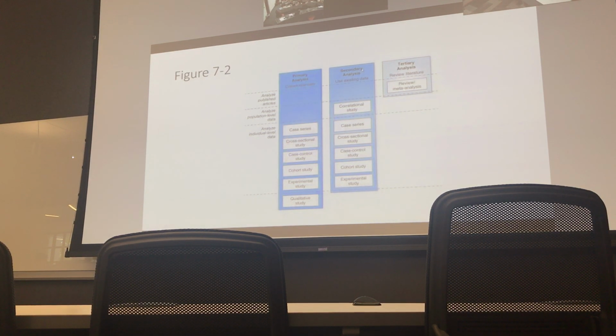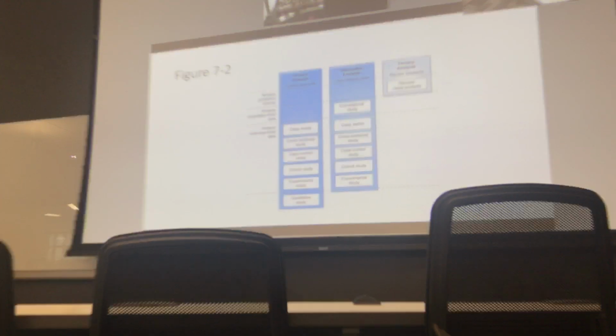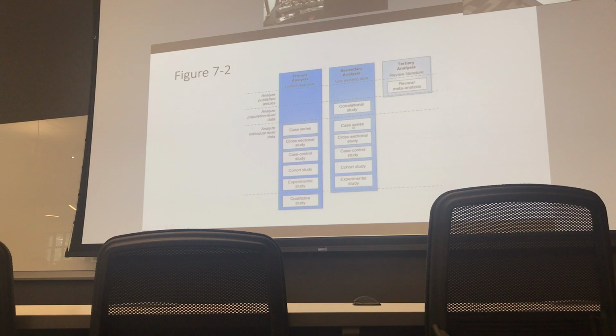Secondary data studies, and we're going to talk a bit more about some of these. You're going to use existing data. So these could be correlational studies. Say, for example, you're working at a hospital pharmacy and you have a large data set of patients who are being treated for diabetes. You can use that existing data to design secondary data analysis or secondary study designs. And so these would be correlational studies, case series studies, cross-sectional studies, case control studies, cohort studies, experimental studies.